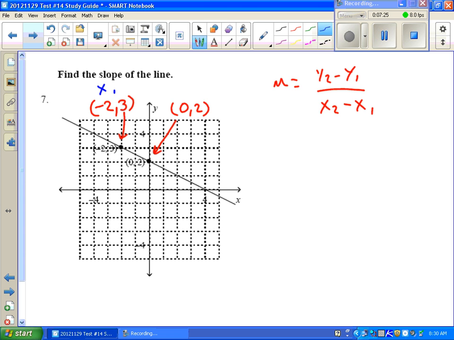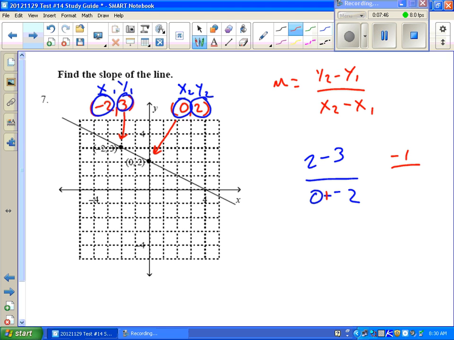We'll call this x sub 1, y sub 1. We'll call this x sub 2, y sub 2, and we'll plug the values in. Y sub 2's value is this one. So 2 minus y sub 1's value is 3. X sub 2's value is this one, so that's 0, minus x sub 1 value is -2. Minus a negative means plus. So 2 minus 3 is -1, and 0 plus 2 is 2. Your slope is -1/2.